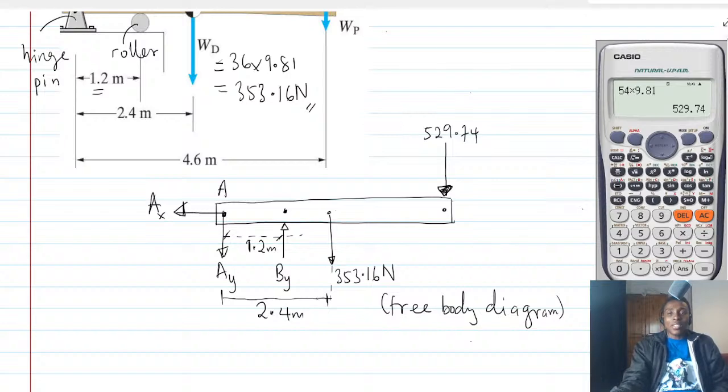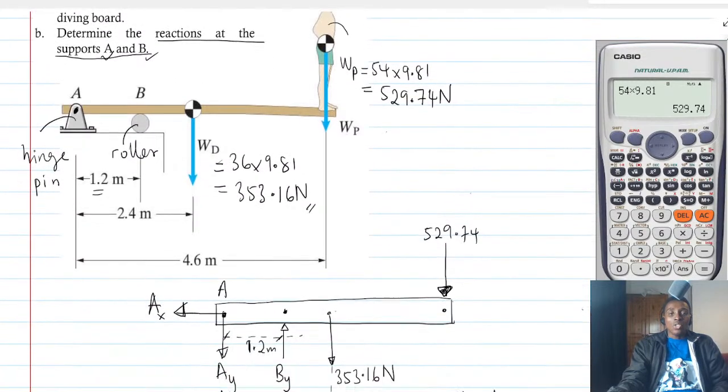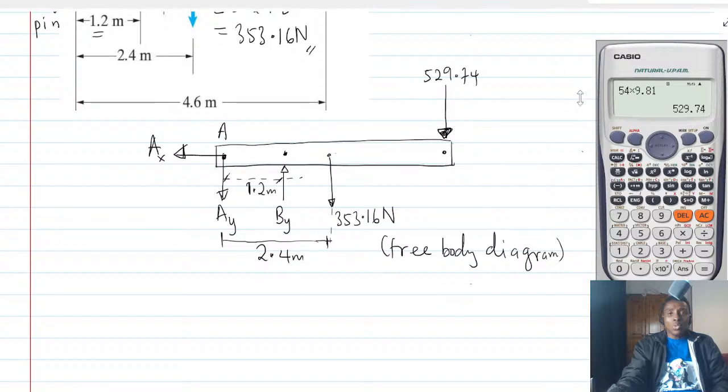Now what did the question say? The next part of the question says that we should determine the reactions at support A and B. Alright? So now we have to find the reactions at support A and then B. So let's do that. Okay. So how can I find the reactions at the support? The first thing you have to do is actually apply the laws of equilibrium.